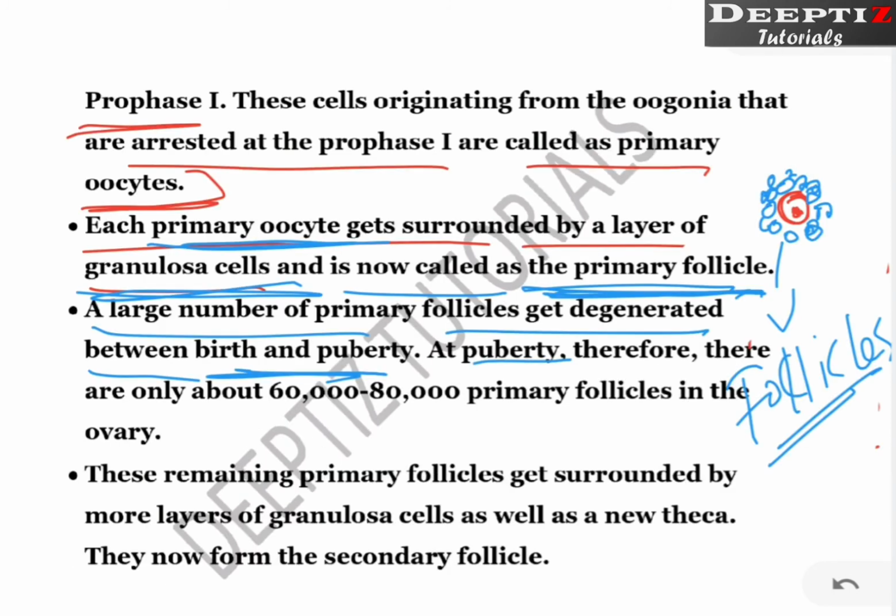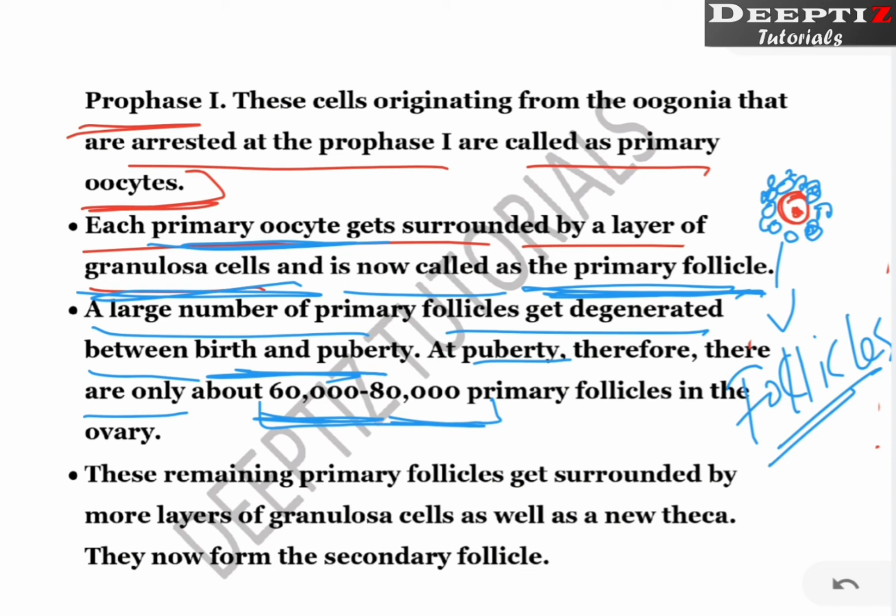Now at puberty, there are only about 60,000 to 80,000 primary follicles in the ovary, which means there were millions of oogonia undergoing development, but at the time of puberty almost all of them get destroyed and there will be only 60,000 to 80,000 primary follicles in the ovary, which means only they will be there to develop. Again, many will get destroyed or many will remain as they are without any development.